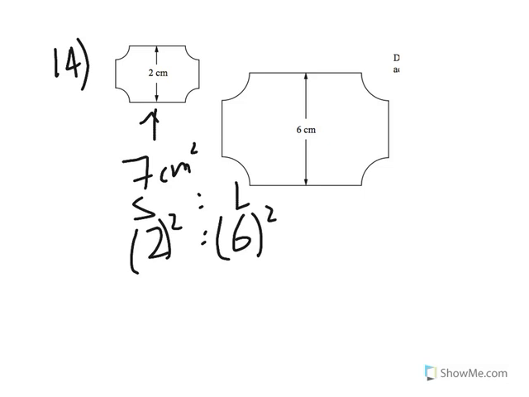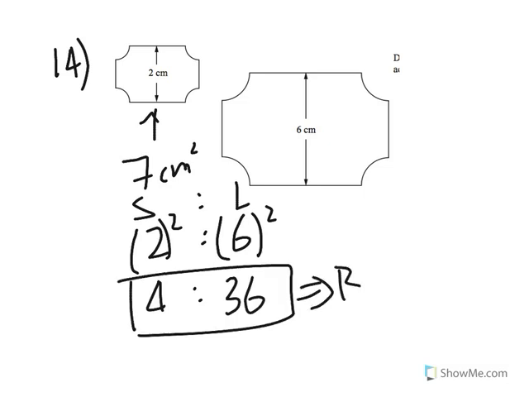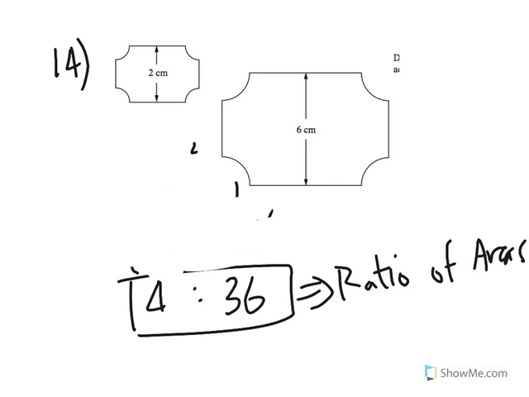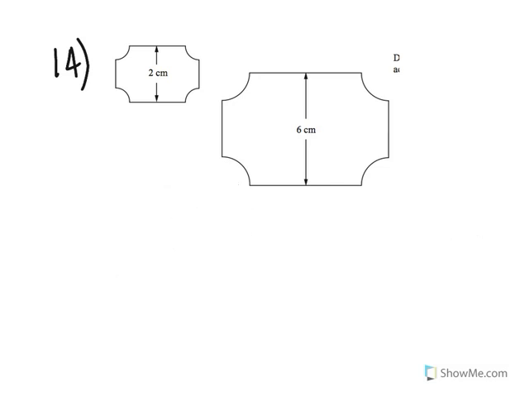If I want to find the ratio of their volumes, I'd have to cube the lengths. So in this case, I square the lengths to find the ratio of the areas. And what I'm going to get is 4:36. And this is the ratio of areas. So for mathematically similar shapes, you can take their lengths, square them, and find the ratio of the areas.